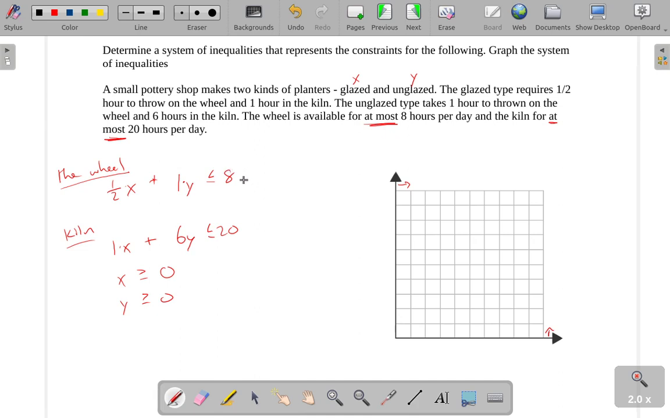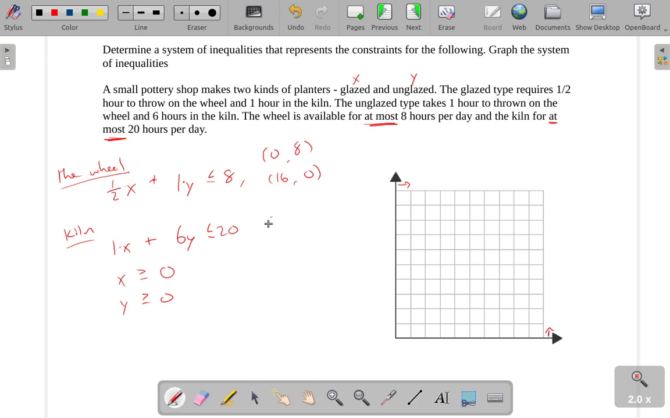To graph the other lines, I'm going to use the x- and y-intercepts. I'll say what happens when x is 0, and then what happens when y is 0. First off, when x is 0, that part goes away. I get 1y equals 8, which means y equals 8. And when y is equal to 0, that part goes away, I get 1/2 x equals 8, in which case multiply both sides by 2 to get x equals 16.